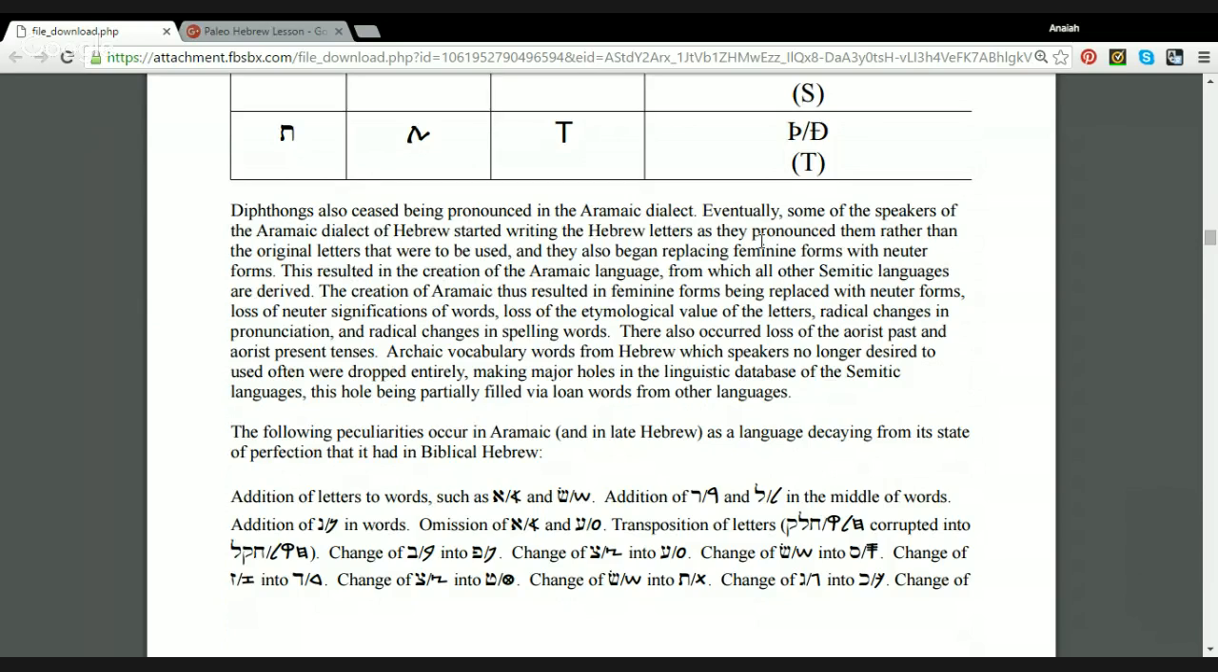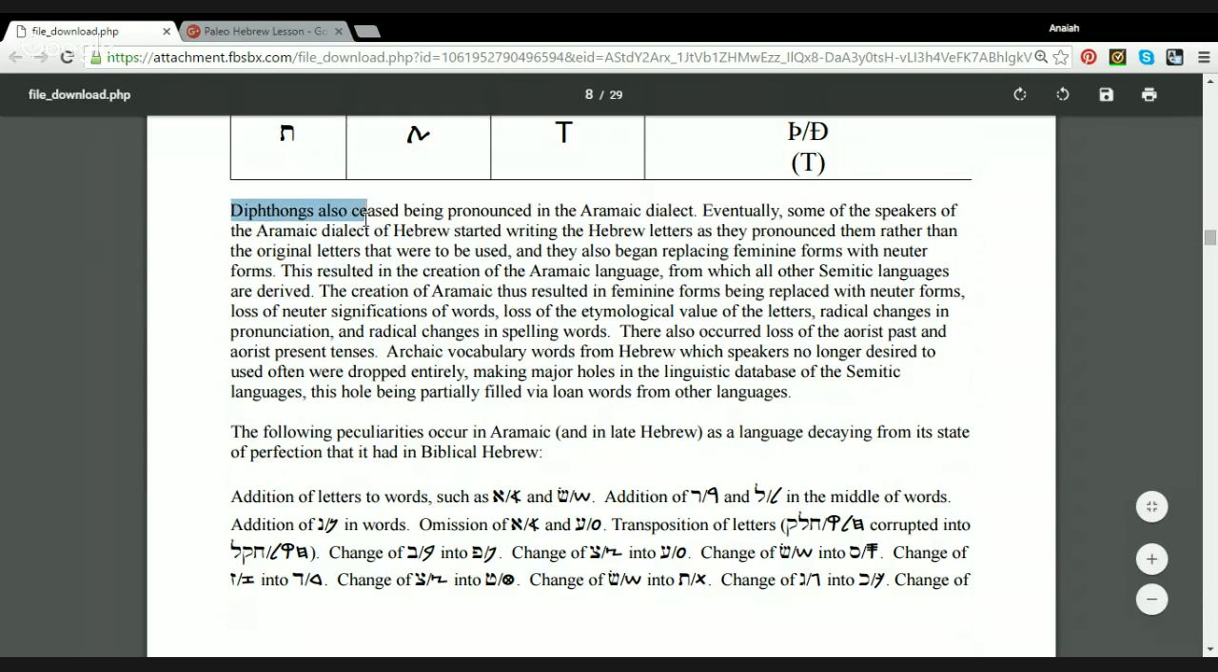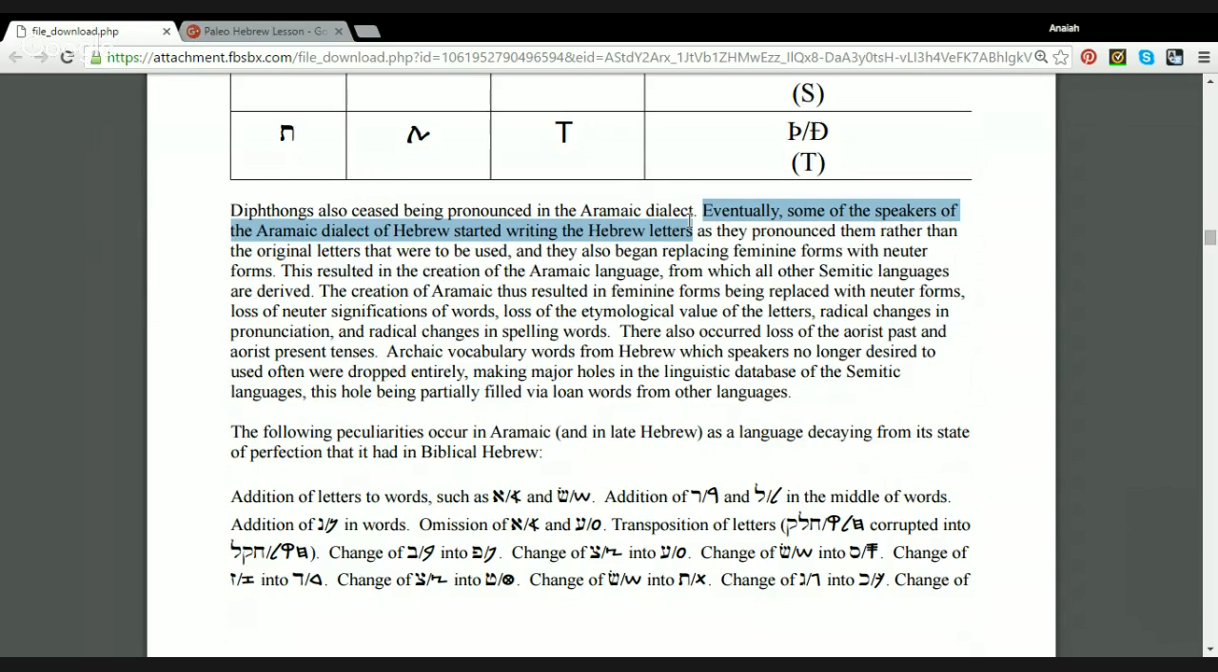They say there's not really any diphthongs in Aramaic. This is clear: the same words occur in Hebrew and Aramaic, but they're spelled differently. Just like in English, we have H-O-N-O-R, and in England, we have H-O-N-O-U-R. Same thing for color. There are different ways of spelling it. They're spelling it as they're pronouncing it.